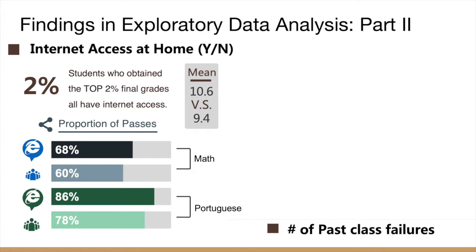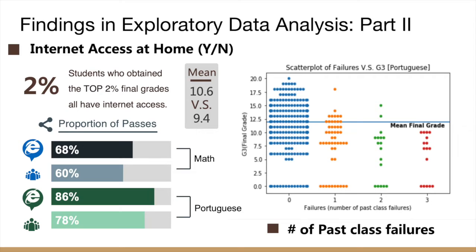And last but not least, number of past class failures also seems to have an influence on final grades. So the blue line here indicates the average final grades, and we can see that as number of failures increases, fewer students get grades above average. And when failure is at 3, and 3 here actually represents having 3 or more failed classes, not a single student gets grades above average.